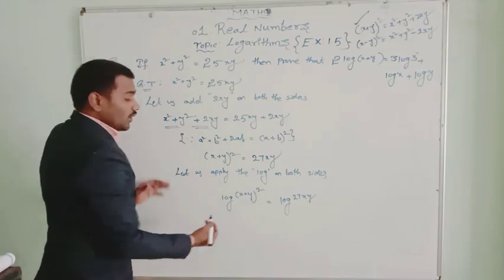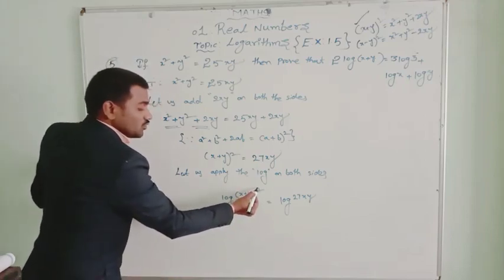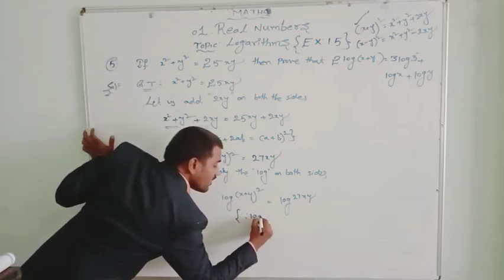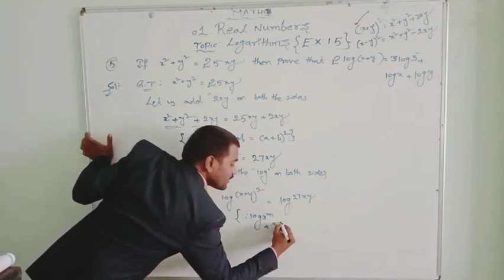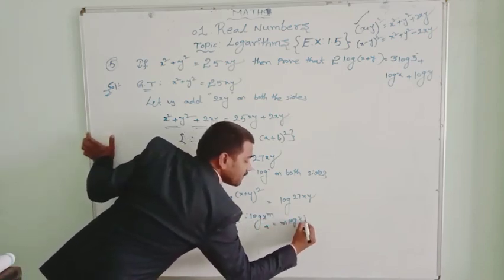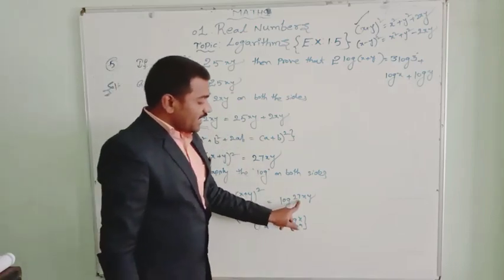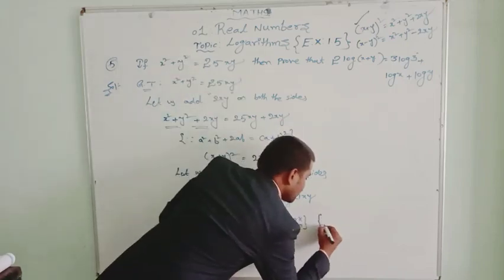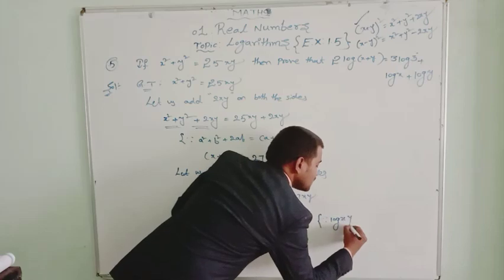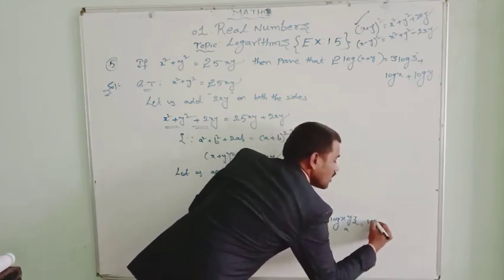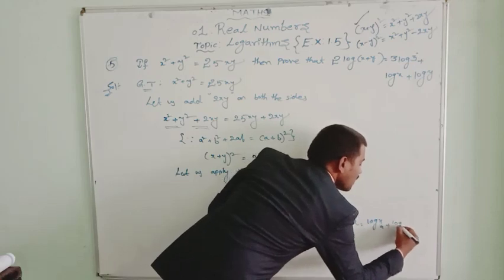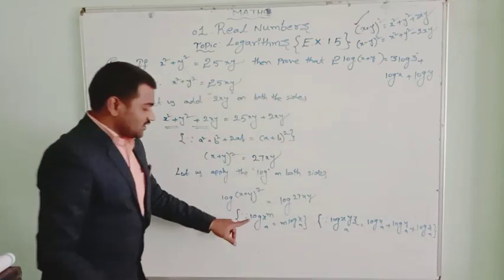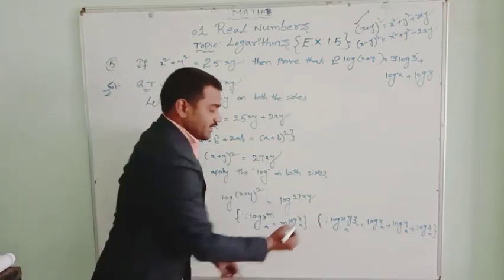See, log of x plus y whole square: this 2 will come in front by using the power formula. What power formula? Log x to the power of m base a equals m log x base a. We can also use the product formula: log x into y into z base a equals log x base a plus log y base a plus log z base a. We use this formula on the RHS.